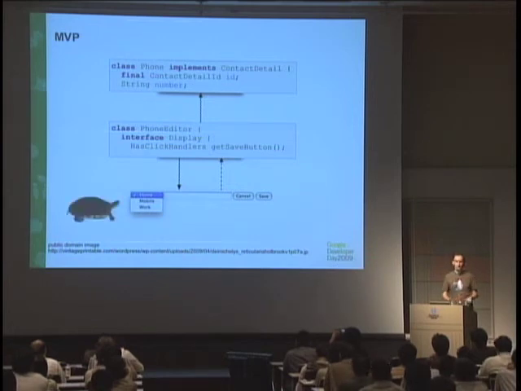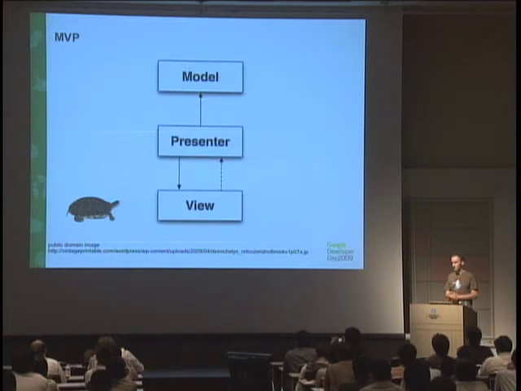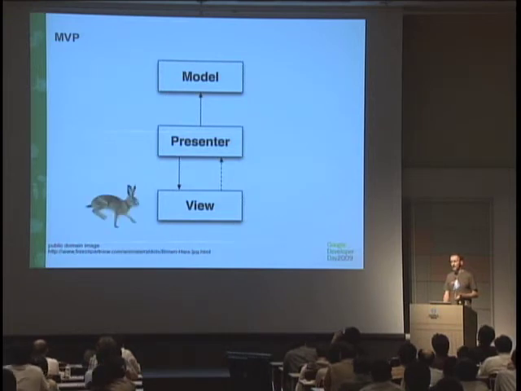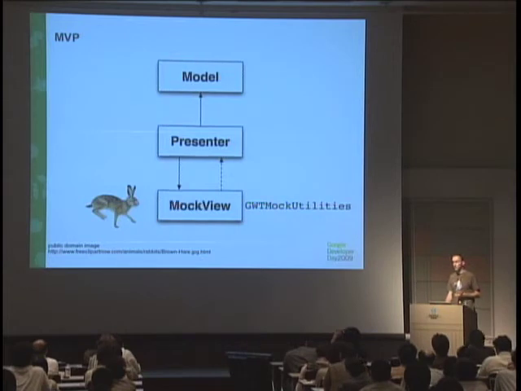Now, this view is still slow. So what do we do about that? Well, because our view is really simple, and we like to make it fast, we can mock it out using something called GWT mock utilities. And here you see the desired scenario, where we don't use the real browser widget, but we use some fake widget, a mock.